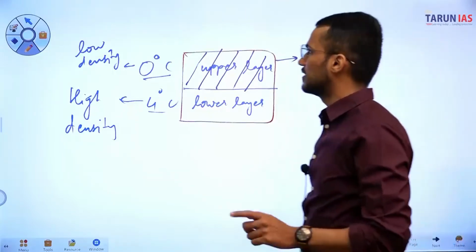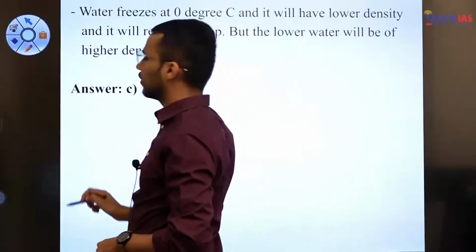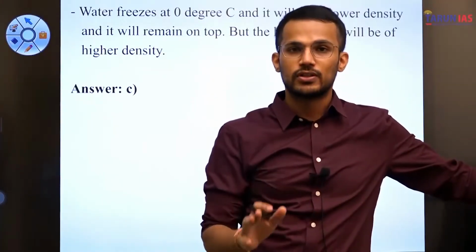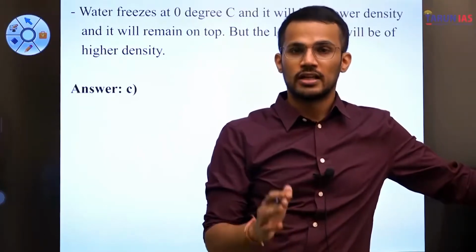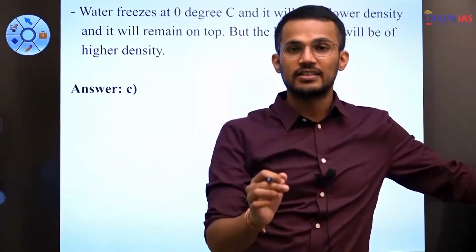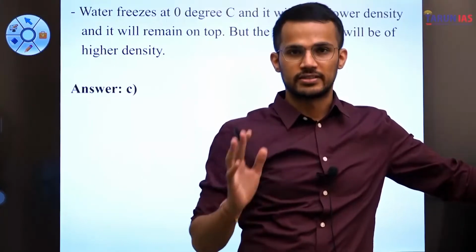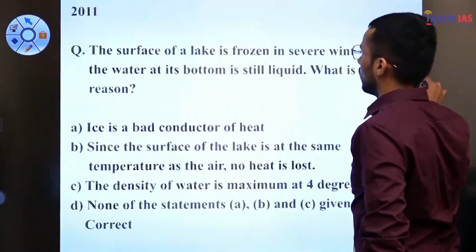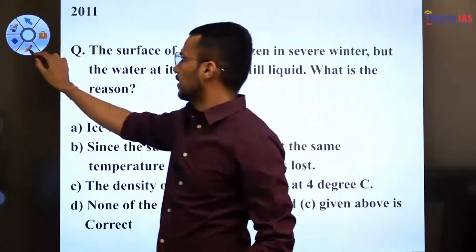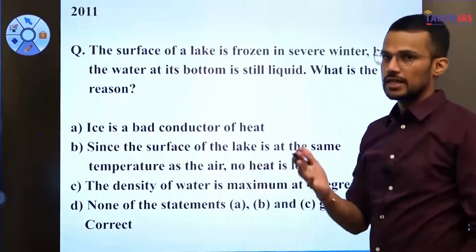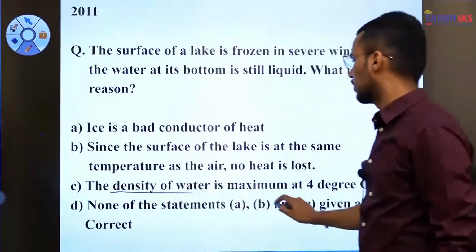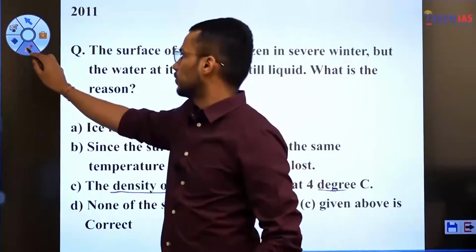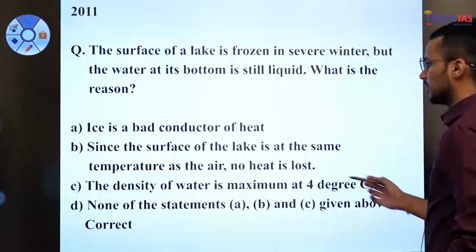So based upon this, we can say that the water of a lake body at the bottom will remain in liquid stage as a result of one property of water, and that property is that its density is highest at 4 degrees Celsius. And because of this property, we can easily say that water at the bottom is liquid even if surface water has frozen. So the answer is the density of water is maximum at 4 degrees Celsius. Fine. So I hope it is clear to you. Now next question, and hence the answer for this is C.